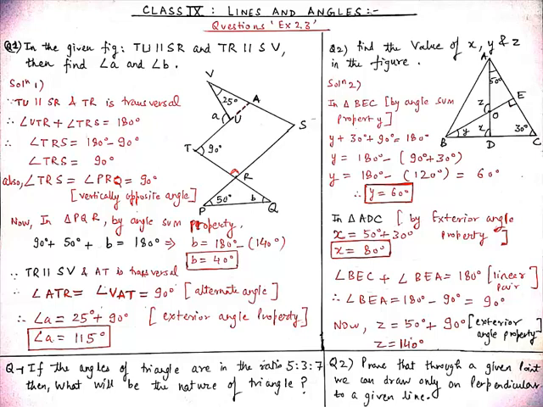And now, by linear pair, we can say that angle BEC plus angle BEA is equal to 180 degree. So from here, angle BEA is equal to 180 degree minus 90 degree, which is equal to 90 degree. And now, again, by exterior angle property, we can say that Z is equal to 50 degree plus 90 degree. So from here, Z is equal to 90 plus 50, which is 140 degree.